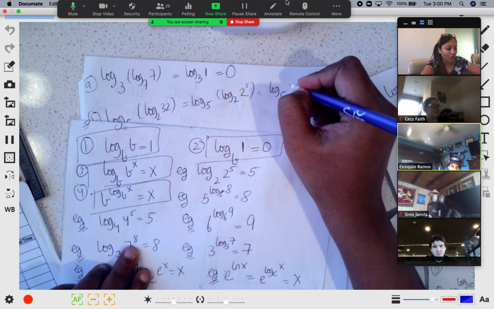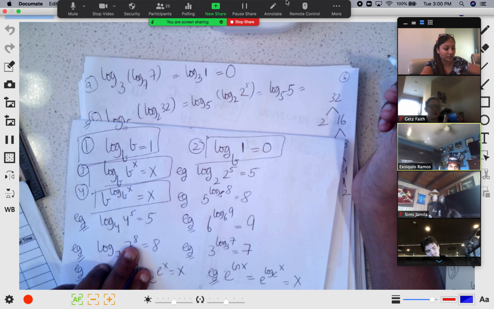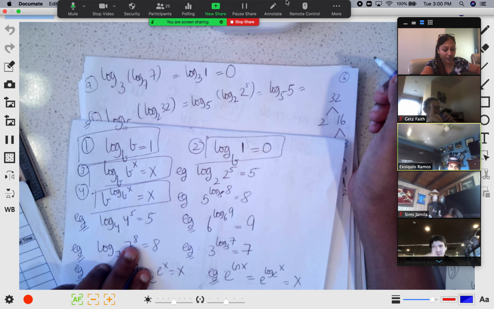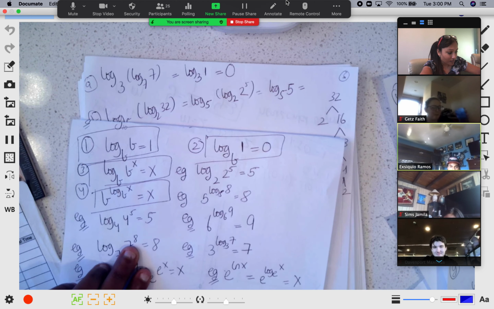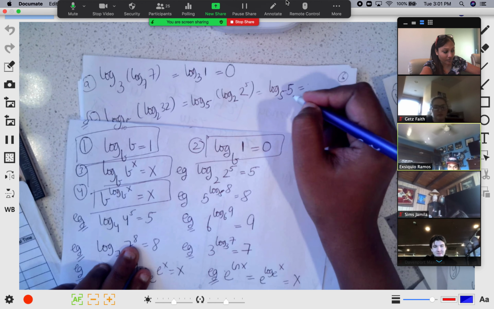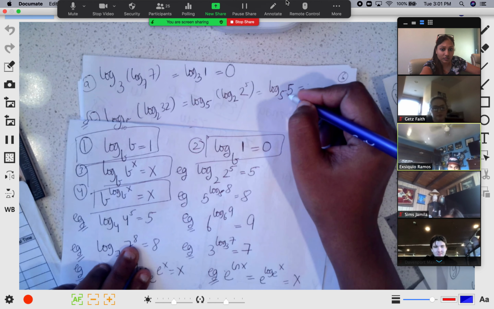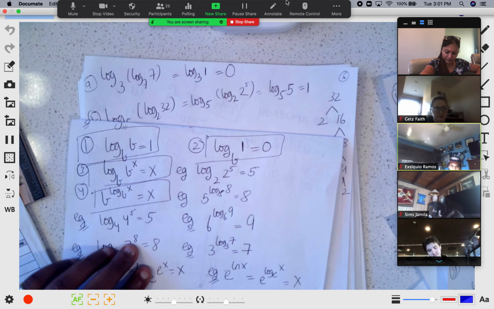And what is log_5 5? Use the property again. See which property it matches. My this and this are exactly the same. When they're exactly the same, it is equal to 1. Exactly. You got it. Good.